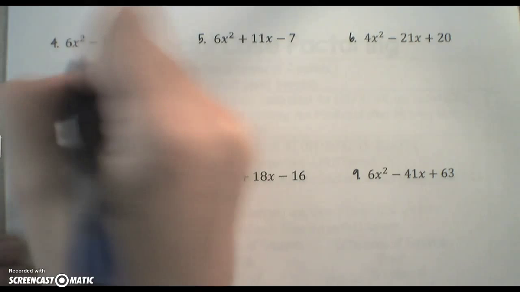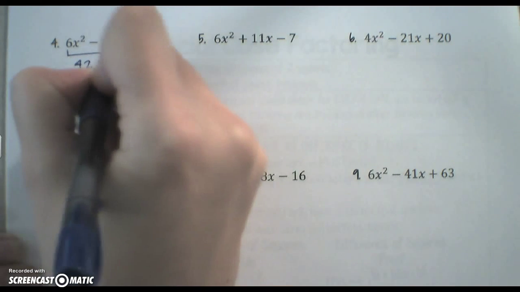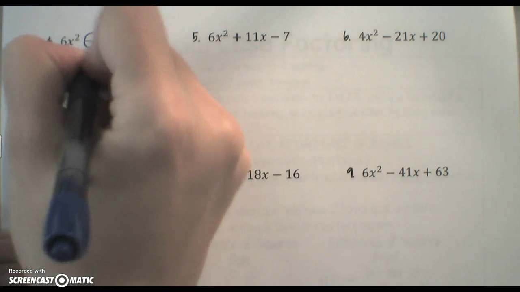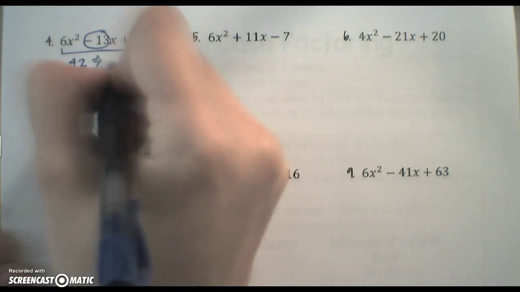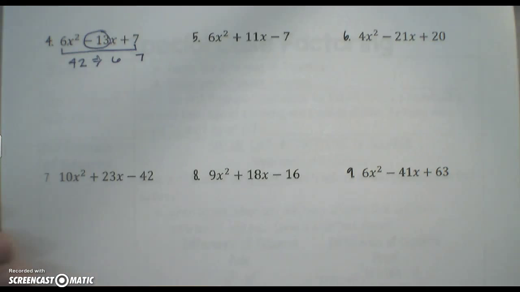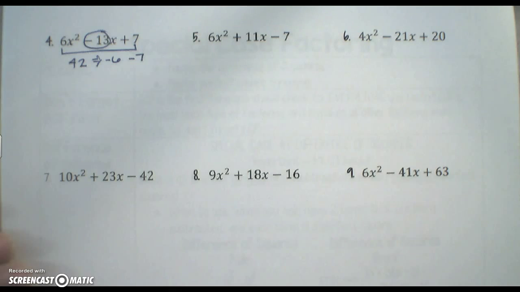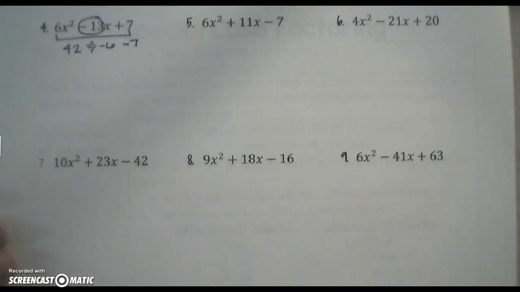So here we go. First times last, that's 42. We need 2 factors of 42 that add to get negative 13. So in your calculator, you can start dividing or think about the fact that 6 and 7 both multiply to get 42. And if we make them both negative, that would multiply to get positive, but add to get negative 13. So I'm going to go ahead and do my grouping since I just did a box one.